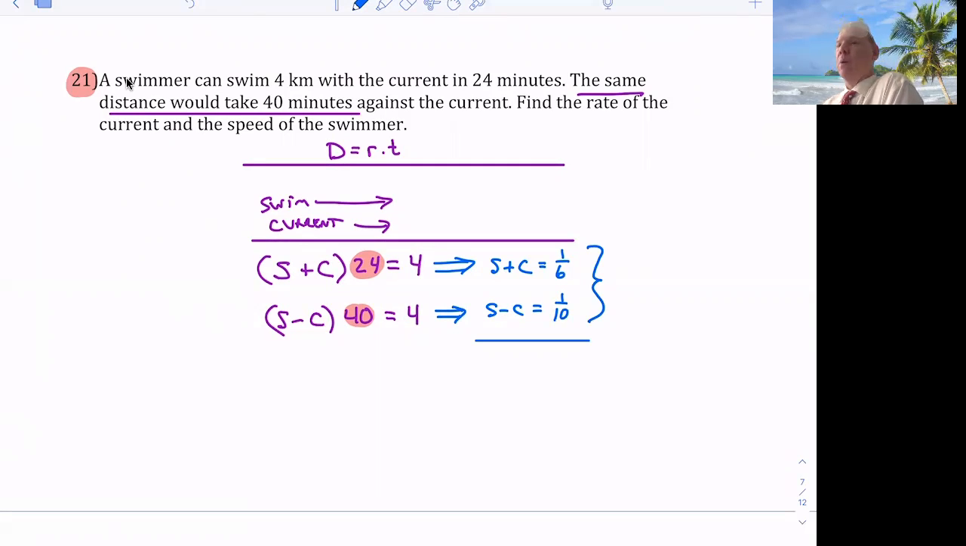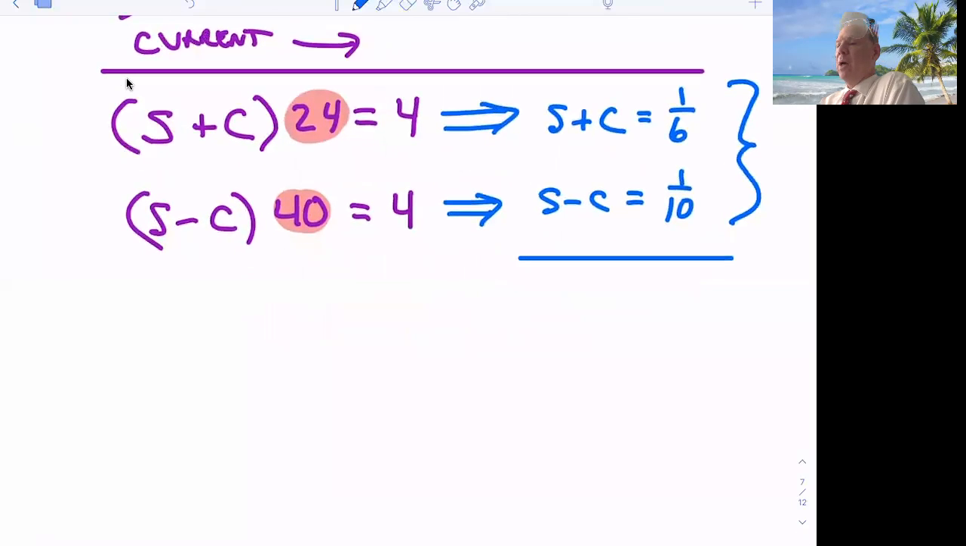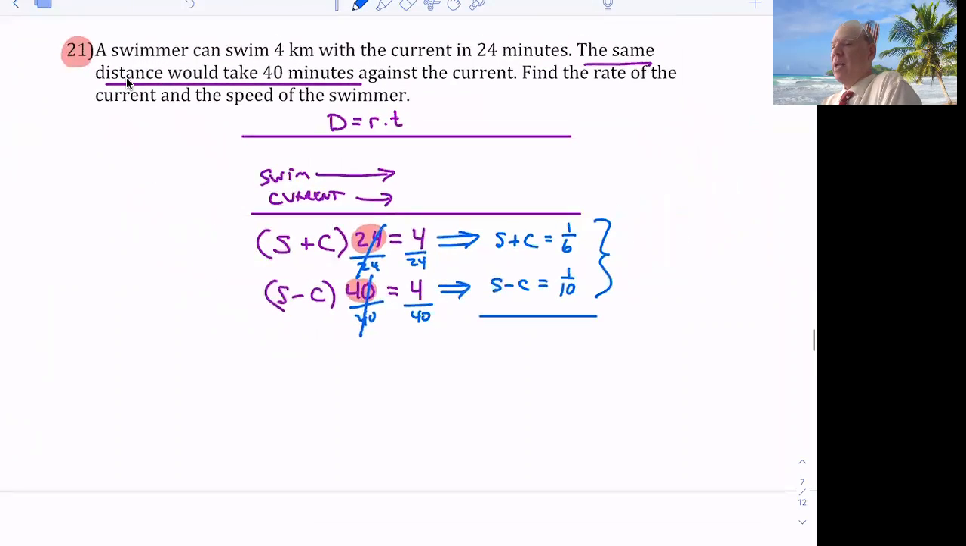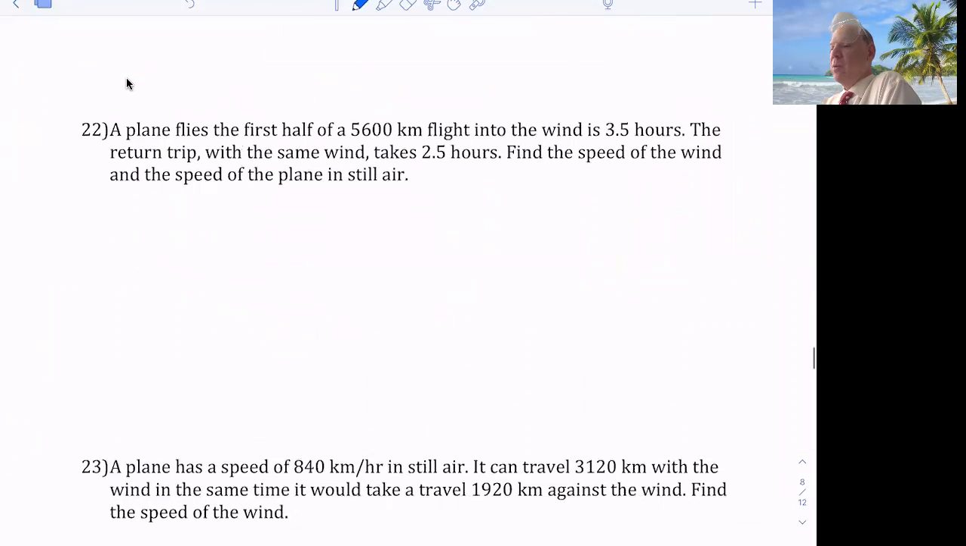No. Come on now. What I did was I divided this by 24, buddy. Oh, so they're both out. Yes, and divided this by 40. And now those canceled, and that's 4 over 40 is 1/10, and 4 over 24 is 1/6. Now you with me? Yeah. All right. Here we go. Finish that up. Highlight it. Let's go to 22.